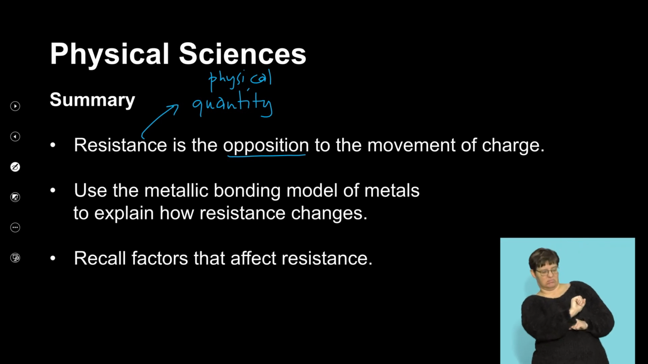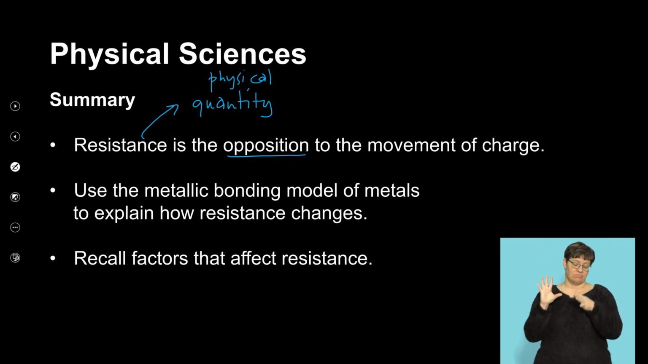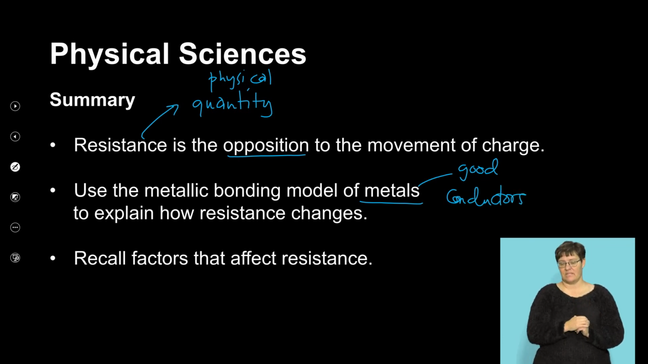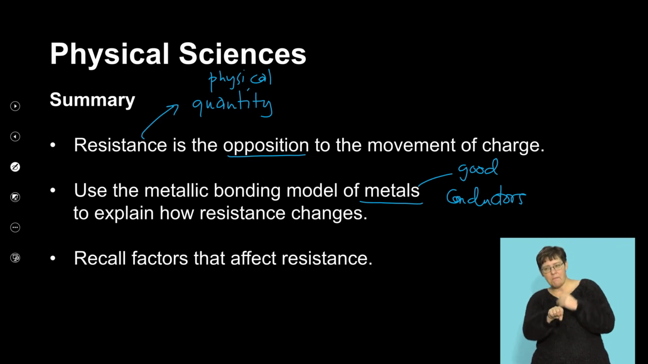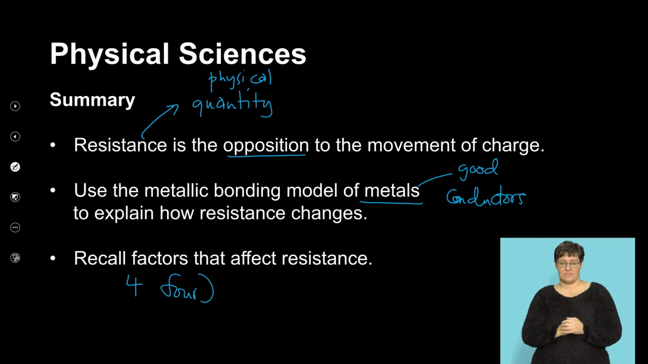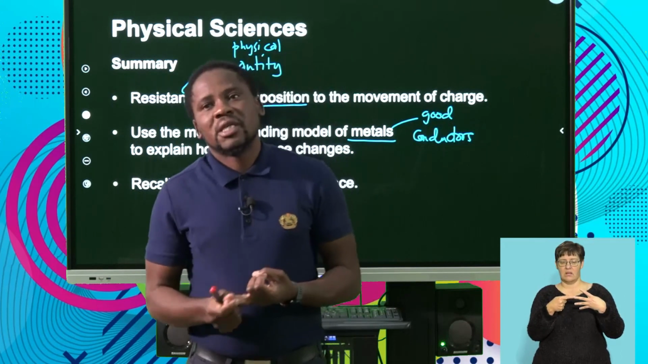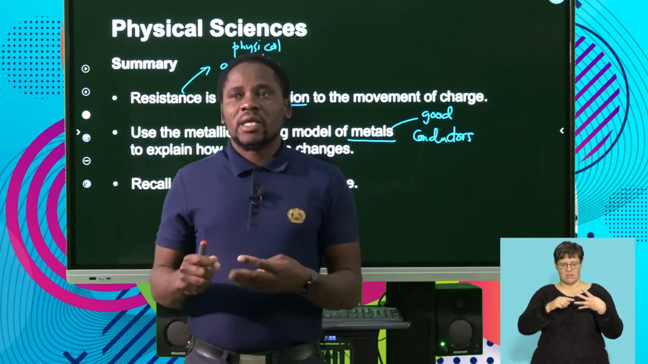We also use the metallic bonding model of metals. Most metals are good conductors, but good conductors still have resistance to the flow or movement of charge, which is electricity. At the end of the day, we also want to recognize that there are these 4 factors that affect resistance. What are these factors? That's your type of material, your diameter, your temperature, as well as this.